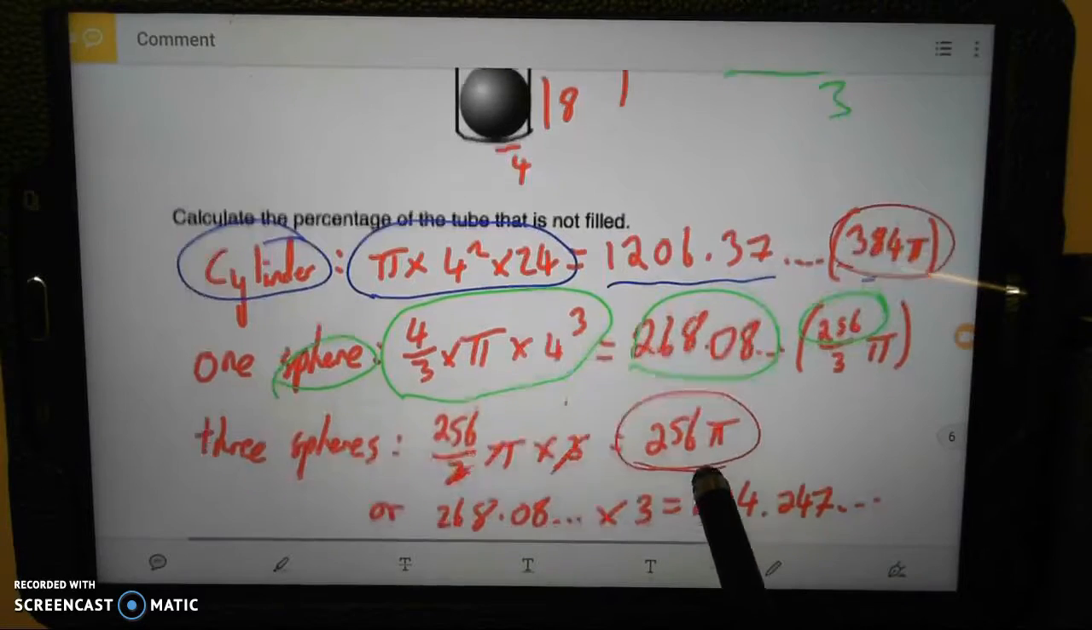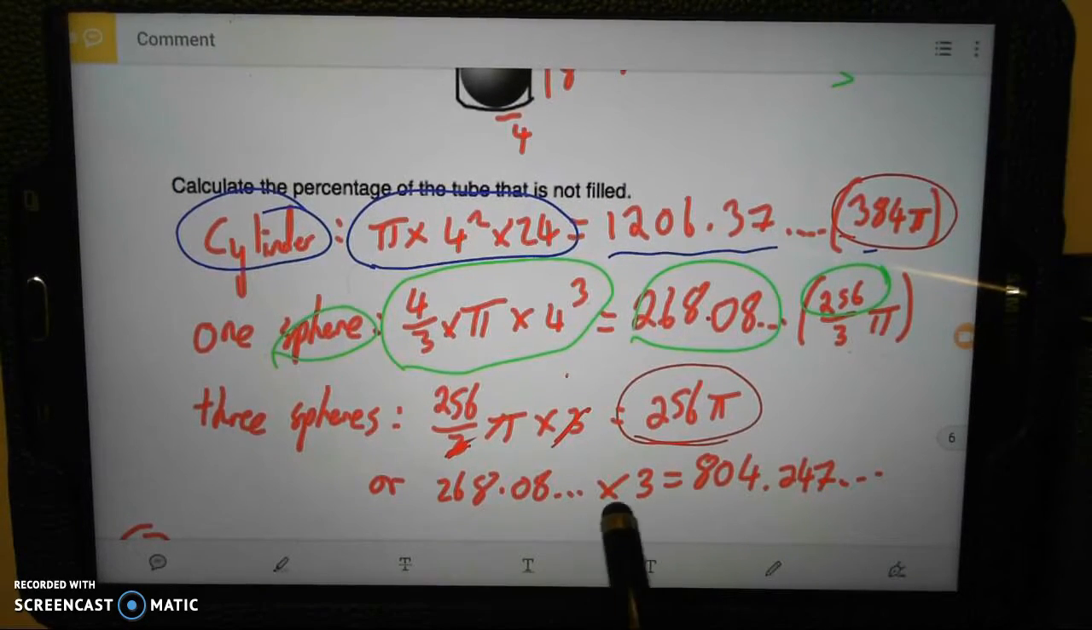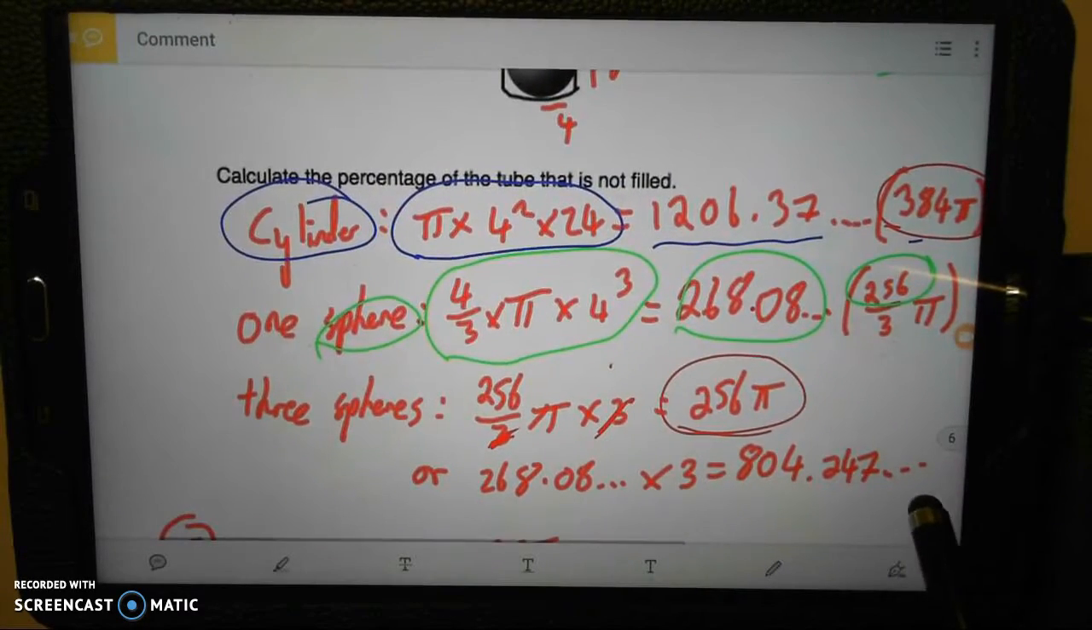But if you do 256 times pi, or 268.08 times 3, but that was the volume of one sphere, and you rounded it up, you'd get 804.247. But this will not be as accurate as saying 256 pi.